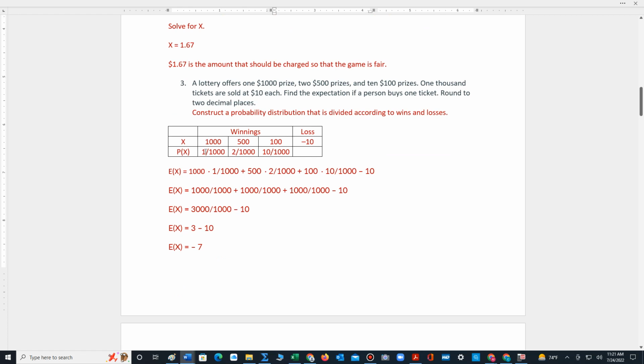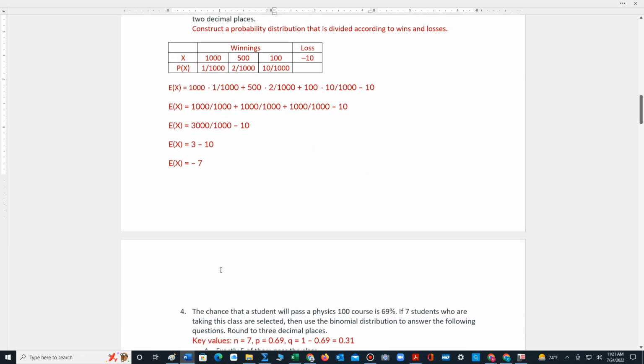We multiply 1,000 times 1/1,000 plus 500 times 2/1,000 plus 100 times 10/1,000 minus the loss, $10. Well, when we multiply all this out and add it together, we end up with 3 minus 10, which is -7. Thus, the expected value is -$7. That means on average, the house, whoever's putting this game on, is making a profit of around $7 out of each $10 sold, on average.